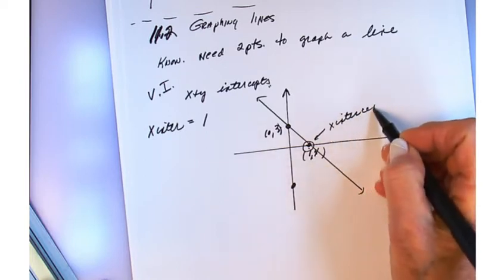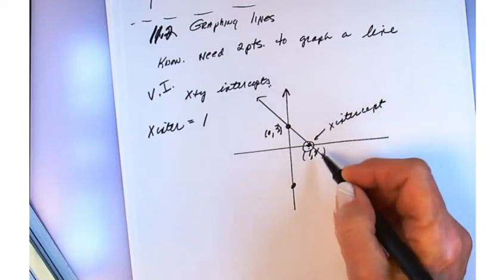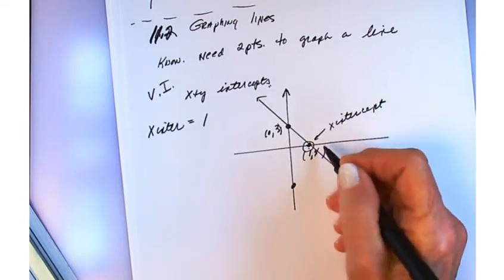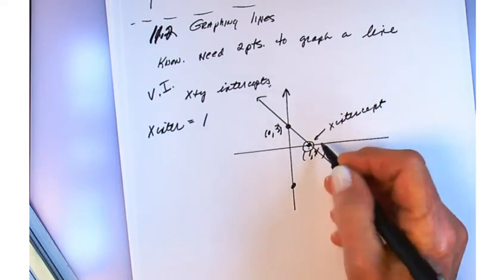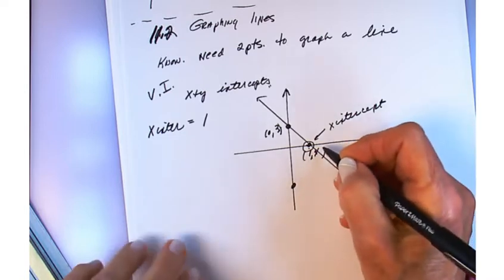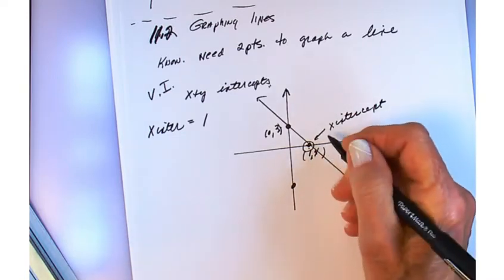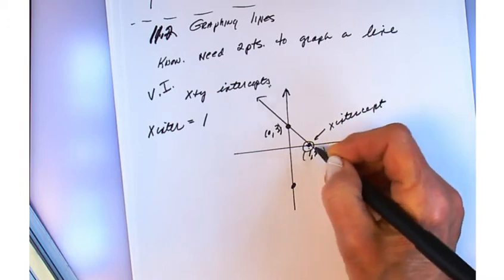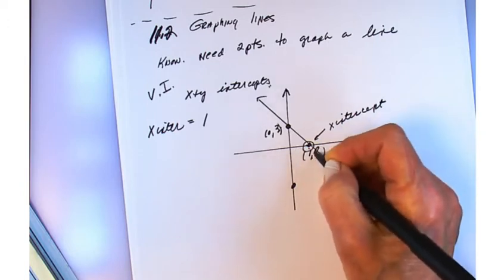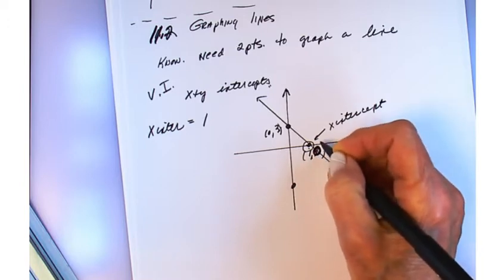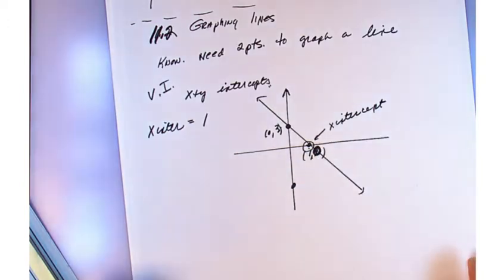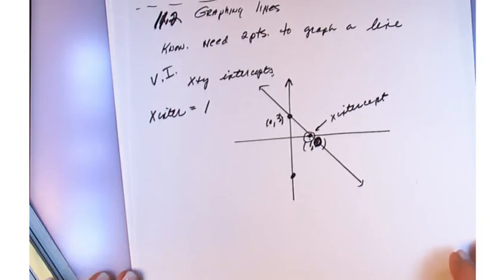For whatever reason I have down here 0, 4. I don't know how in the world that happened. I must have been doing another problem. So this point here is 1, 0. I must have been looking at something else. Okay, so that is the x-intercept.